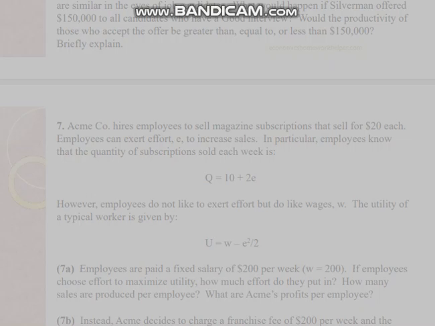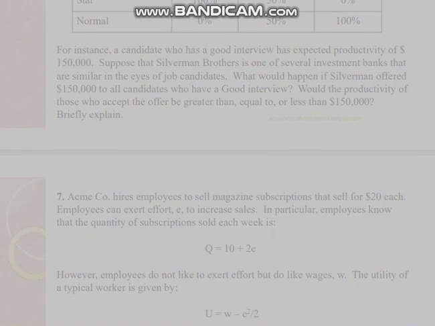Suppose that Silverman Brothers is one of several investment banks that are similar in the eyes of job candidates. What would happen if Silverman offered $150,000 to all candidates who have a good interview? Would the productivity of those who accept the offer be greater than, equal to, or less than $150,000? Briefly explain. Interview outcome: great, good, bad. Star: 100%, 50%, 0%. Normal: 0%, 50%, 100%.